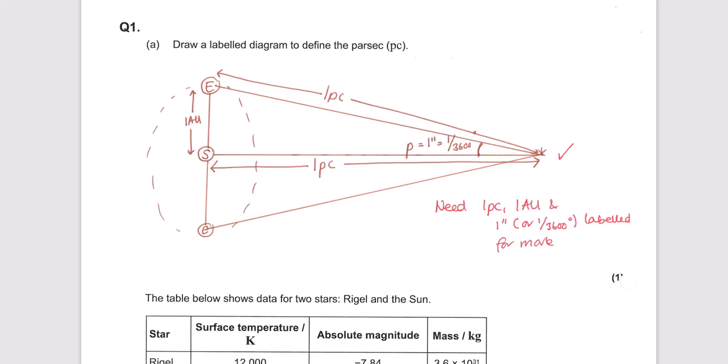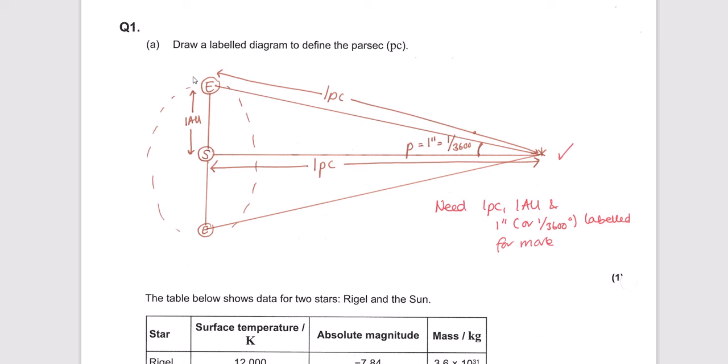Here we go. So question 1 is to draw a labelled diagram to define the parsec. Now remember, the parsec is defined as the distance to a star that has a parallax angle, that's this angle here, of 1 arc second, which is 1/3600th of a degree, because there are 60 arc seconds in an arc minute and 60 arc minutes in a degree. That is how far away that star will be.